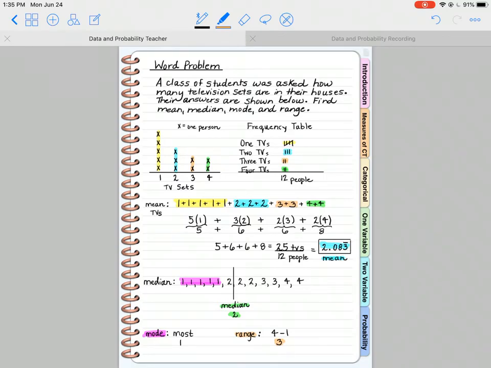Okay, in the next video, we'll look at weighted averages. I'll show you how to find that one. And then we'll look at some more word problems.